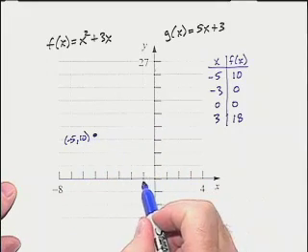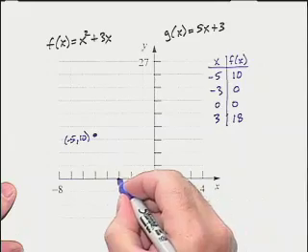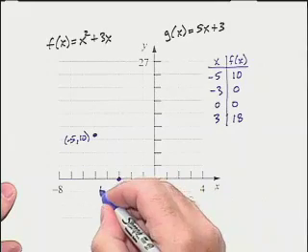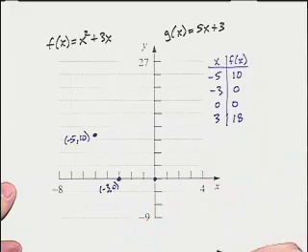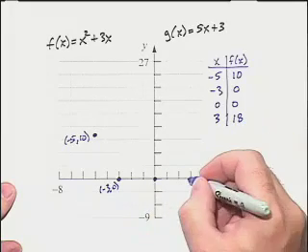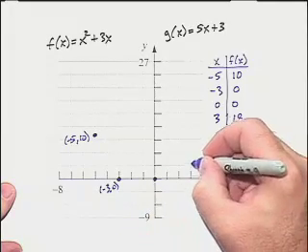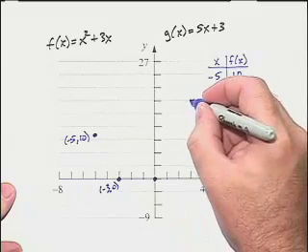Plot the point negative 3, 0. 1, 2, 3, 0. Point 0, 0 is the origin. And then the point 3, 18, you get 3, 6, 9, 12, 15, 18.